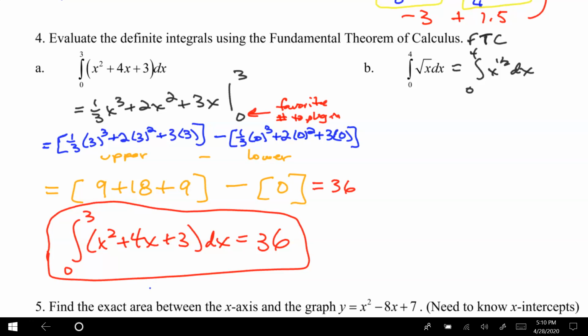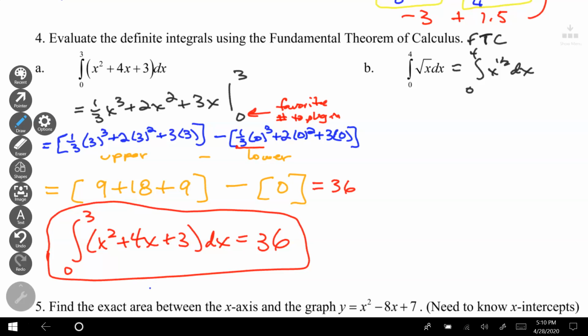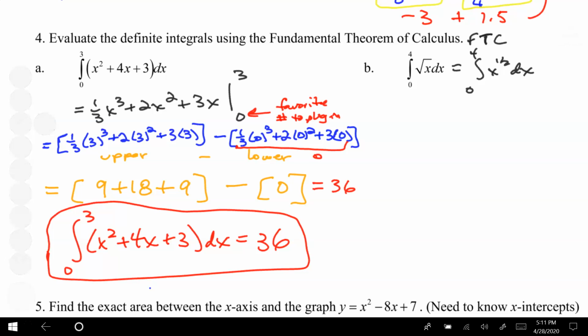I love plugging in 0. It is so nice to plug in 0, especially into these polynomials, because then this whole thing is just equal to 0. So nice. I plug in 3 as the upper, and I got 9 plus 18 plus 9. So the definite integral from 0 to 3 of this function turns out to be 36.